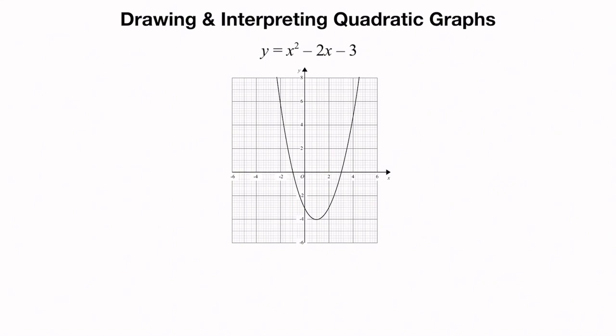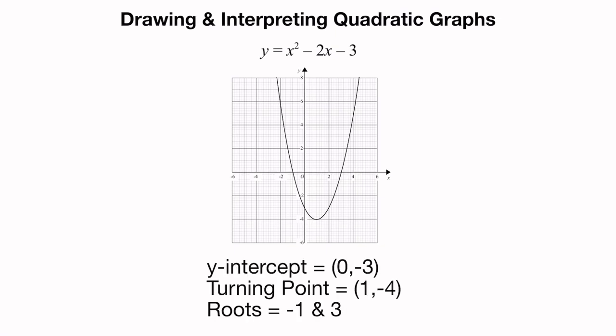In terms of interpreting quadratic graphs, they could give you a graph like you have here, and you need to be able to find these three things. The y-intercept, which is something you should already know from the y-intercept of a straight line, is just where the line would hit the y-axis. Same for this one, nothing different. So the y-intercept on this graph is 0, minus 3.